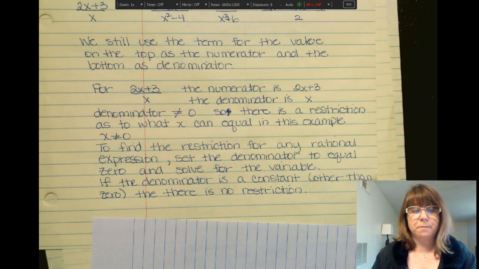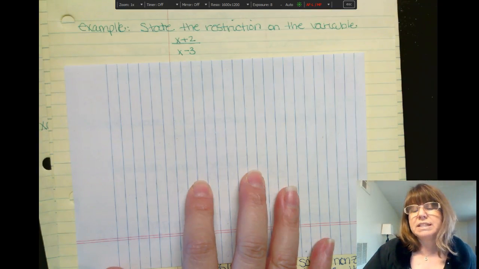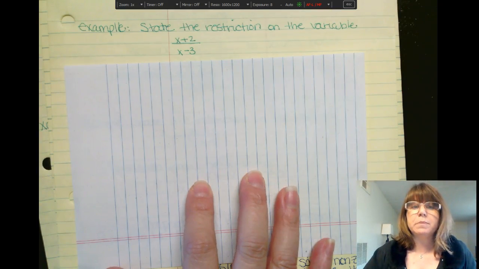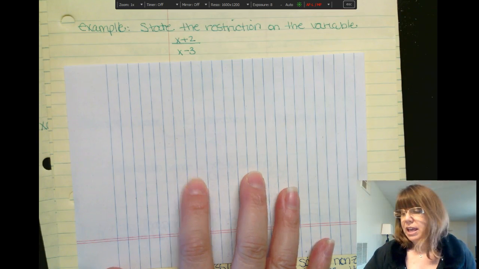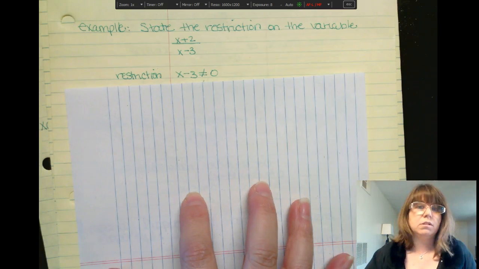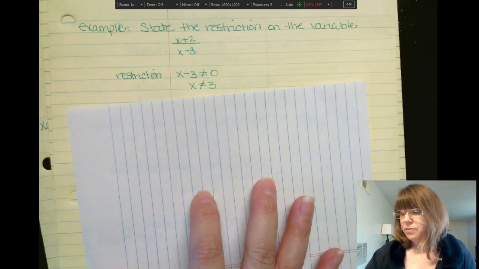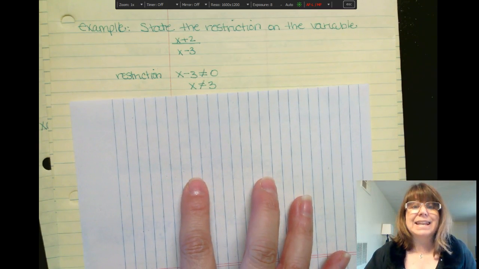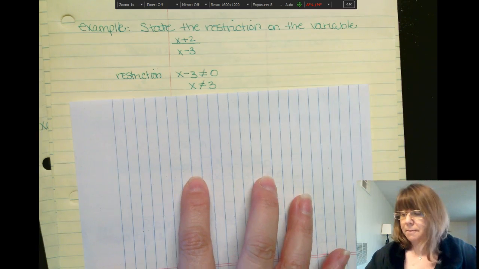For example, let's figure out what the restriction on the variable is when we have x plus 2 all over x minus 3. Because the denominator cannot be 0, I'm going to set the denominator not to equal 0. x minus 3 shouldn't equal 0. So x cannot be 3. It could be everything else, but it can't be 3. The moment that it's 3, 3 minus 3 is 0.